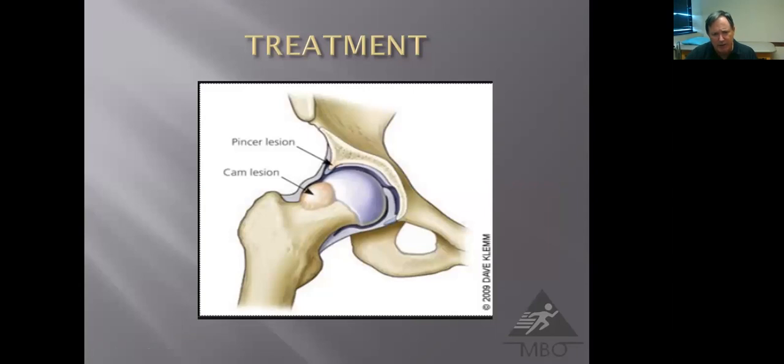And the treatment is just to go in and remove some of the bone so that this is not banging against this. And that'll give you an improved range of motion.